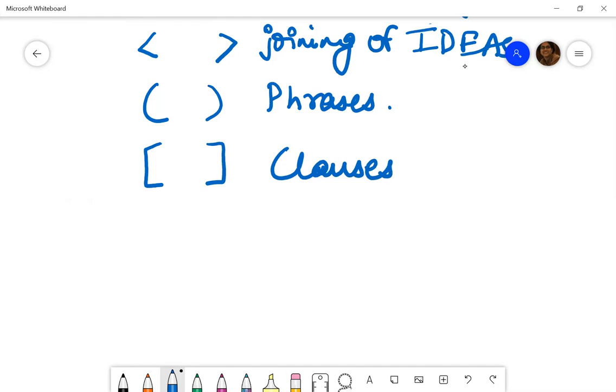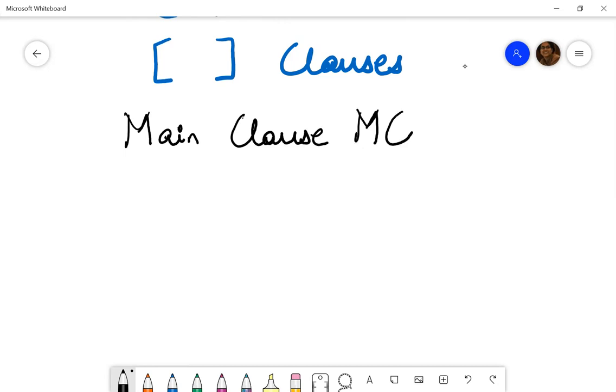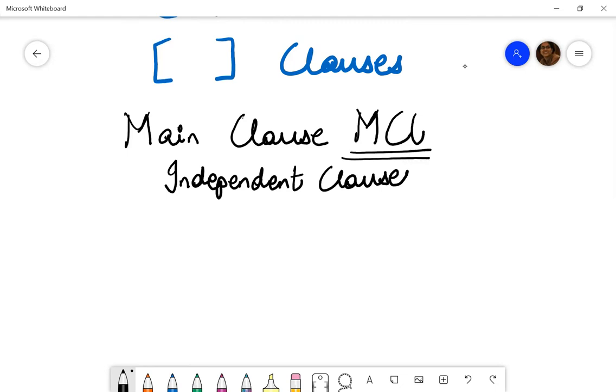All kinds of clauses. The first one that we have looked at is, of course, the main clause. The main clause, which is indicated by writing M, C, and L, is also known in some school textbooks as the independent clause, a clause that can stand on its own as a sentence. That would be a main clause. So this is one type. There is another type of clause, right? The other type of clause is known as the subordinate clause.